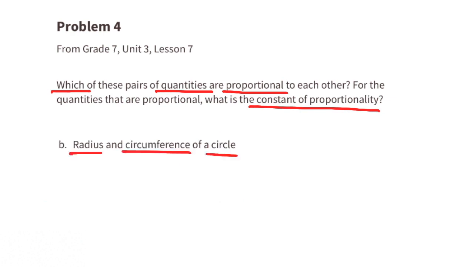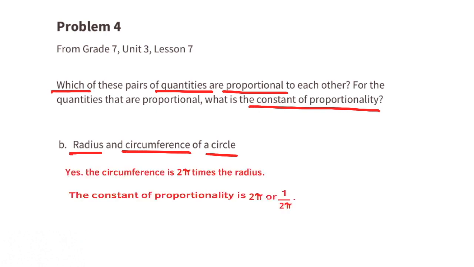B. Radius and circumference of a circle. Yes, the circumference is 2 times pi times the radius. The constant of proportionality is 2 times pi, or 1 over 2 times pi.